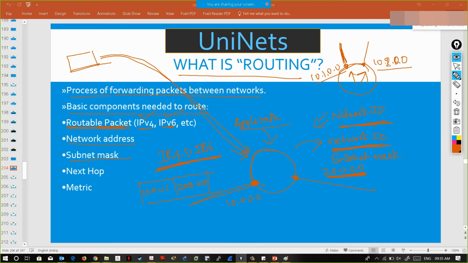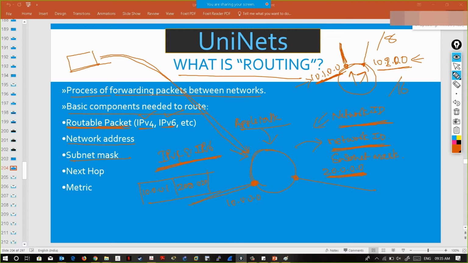So if it is a class A network, 10 comes under class A. The default subnet mask of class A is /8. But actually I'm giving one network that is 10.1.0.0 and 10.2.0.0. Now if I'm not giving the subnet mask of this network ID, my subnet mask would be /16.